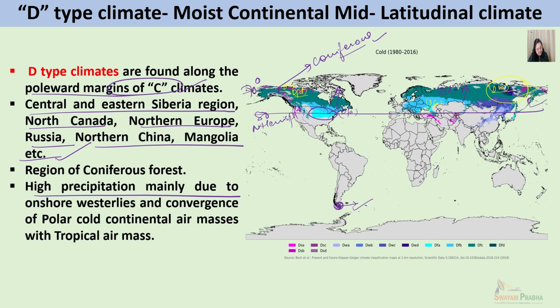And the high precipitation in these areas is mainly due to the convergence of continental air mass with the tropical air mass, leading to precipitation along the equatorward margin of these areas, while the poleward margins are mainly deprived of any kind of precipitation, especially during the winter time period, which is dominated by cold, chilly winds coming from the northern polar regions, which dominate the entire area during the winter time period. So this is the D type of climate.